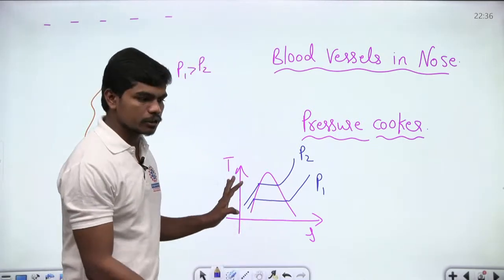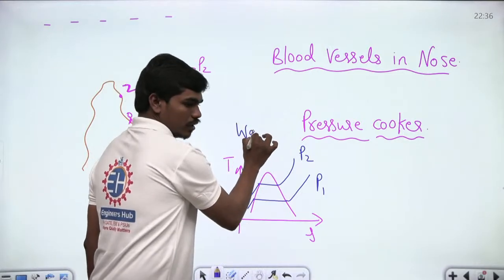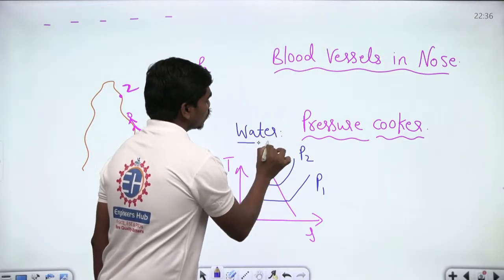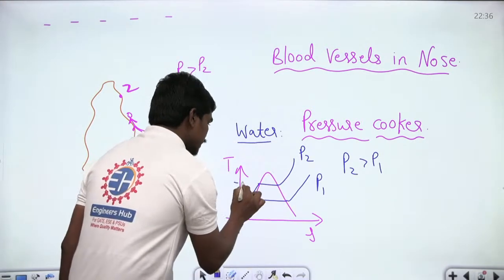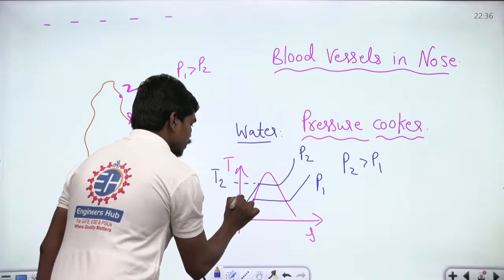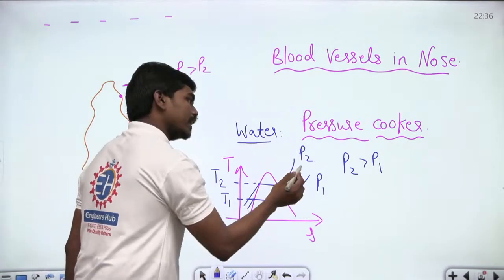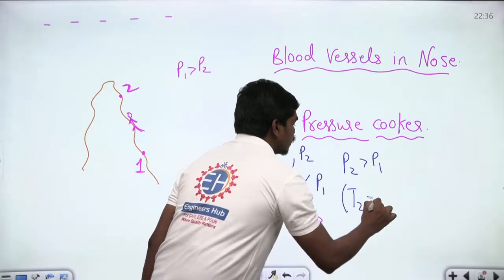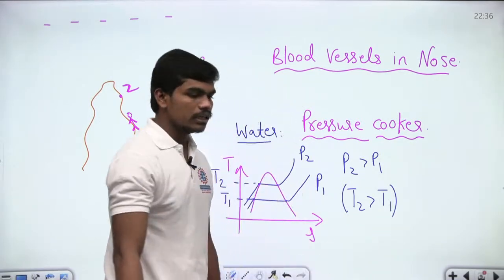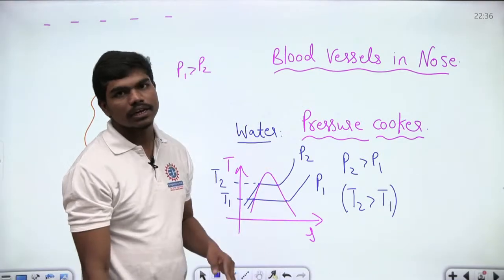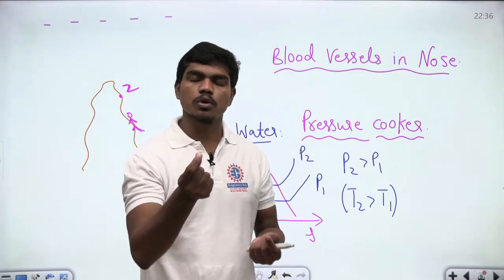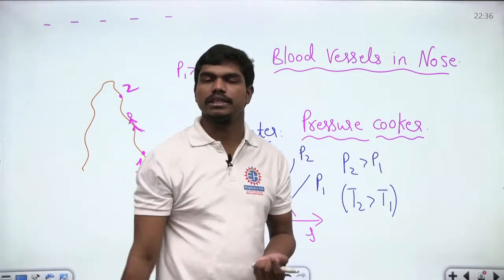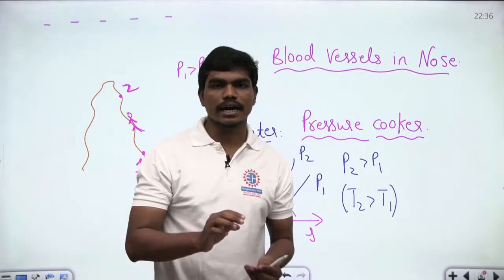This is for water, okay. So P2 is more than P1, you know this, which means if I take this as my saturation temperature in both the cases, T2 and T1, then your T2 is more than T1, correct? So as your pressure increases, your boiling point of the water increases, correct? Rice cooks at around 130-135 degrees Celsius, correct? But normally water boils at 100 degrees Celsius.